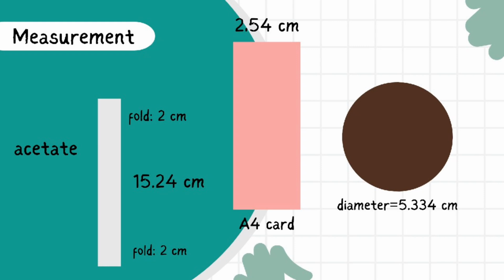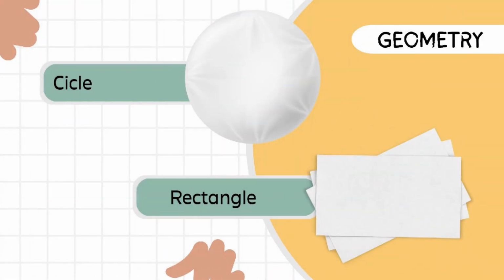Lastly, we have our trusty A4 card, which has a width of 2.54 centimeters. While small in size, it plays a big role in adding details and essence to our design. And let's not overlook the circle with a diameter of 5.334 centimeters, perfect for adding some curve flair to our creations.